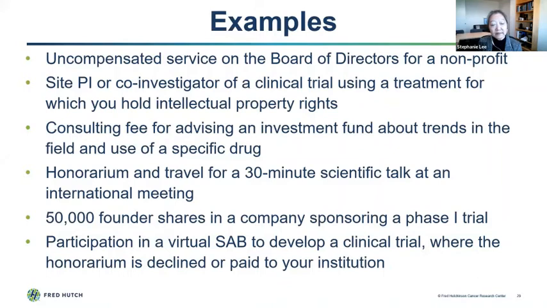What about a consulting fee for advising an investment fund about trends in the field and use of a specific drug? Is this a conflict of interest? Well, I will say that there is some writing out there that this is not a conflict of interest. You're certainly being paid, but does this have the ability of biasing you in some way? Not exactly clear in this particular activity. Nevertheless, this would need to be approved by your institution beforehand because it is a consulting fee, it is time.